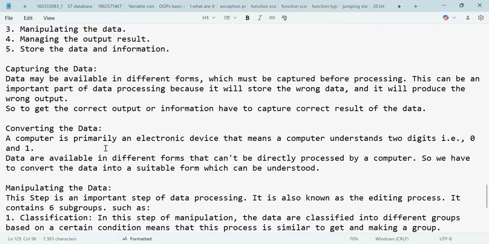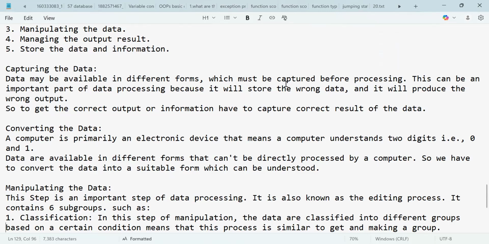In alphabetical form, in numeric form, in audio form, video form, image form, everything. That is data. So data may be available in different forms, which must be captured before processing. This is an important part of data processing, because wrong data will be stored and will produce wrong output. Whatever data is input, that is what the results will be based on.